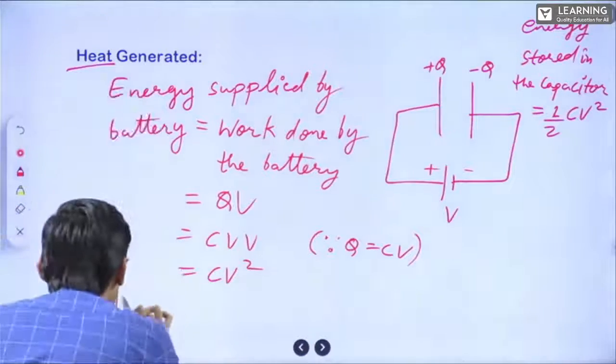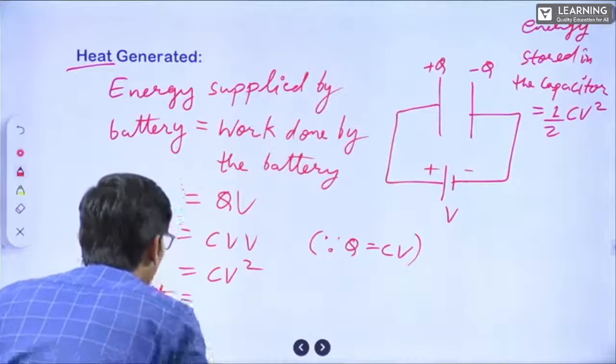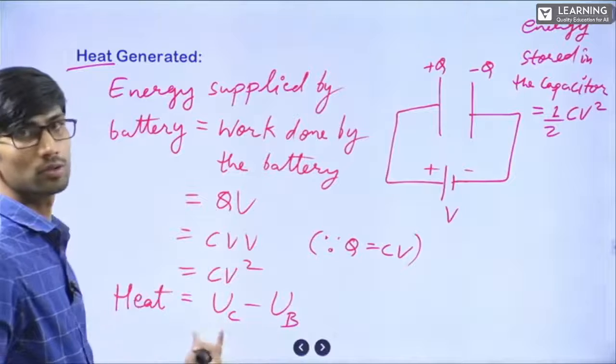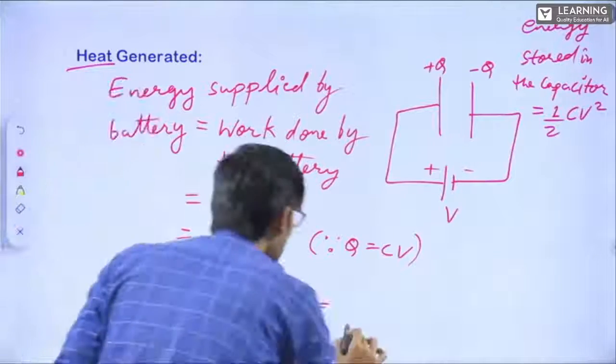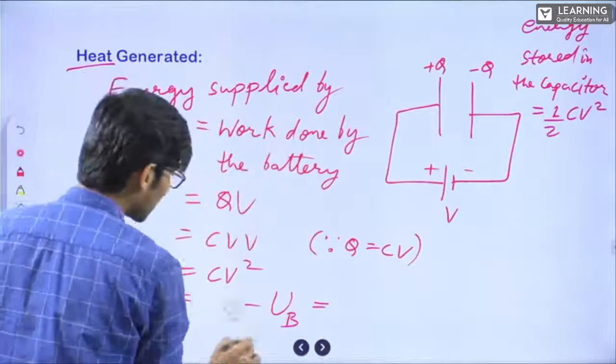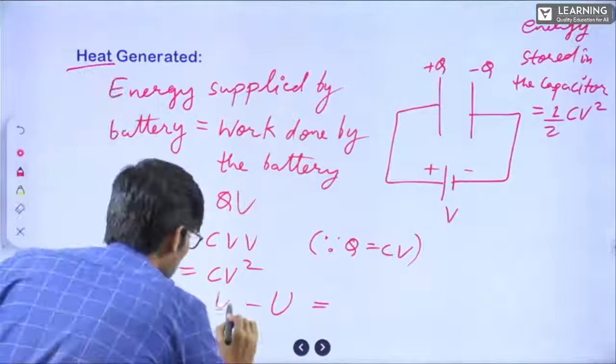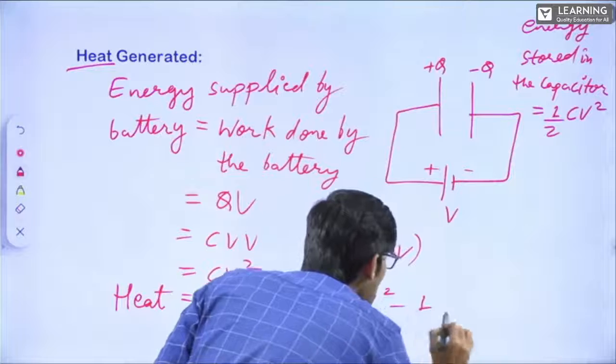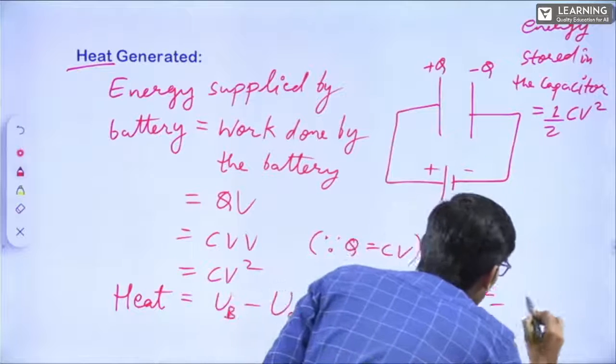So heat is equal to energy stored in the capacitor minus energy supplied by battery, UC minus UB, I am writing. That is, energy supplied by battery minus energy stored in capacitor. That is equal to CV square minus half CV square, which is equal to half CV square.